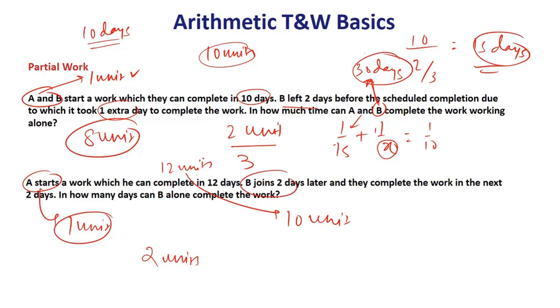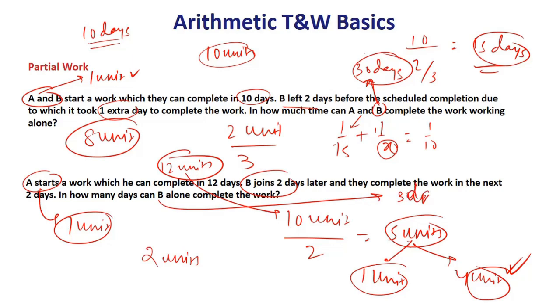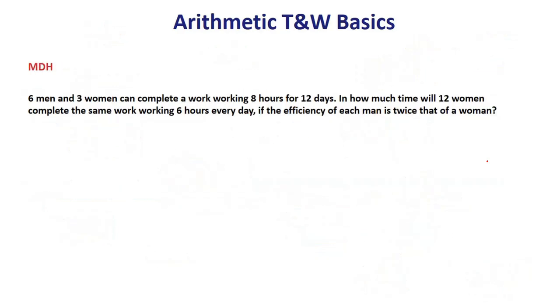Now after B joins, they completed in 2 days. So if you divide by 2, it means that they were doing 5 units every day when B joined. Now out of these 5, 1 unit is what A is doing every day, so 4 units is what B is doing every day. So if B is doing 4 units every day and total work is 12 units, the time taken by B to complete the work alone should be 3 days. I hope this is clear to you. Keep it as simple as possible. Time and work is very simple if you understand the basic concepts. Let's move forward and see a few more questions.